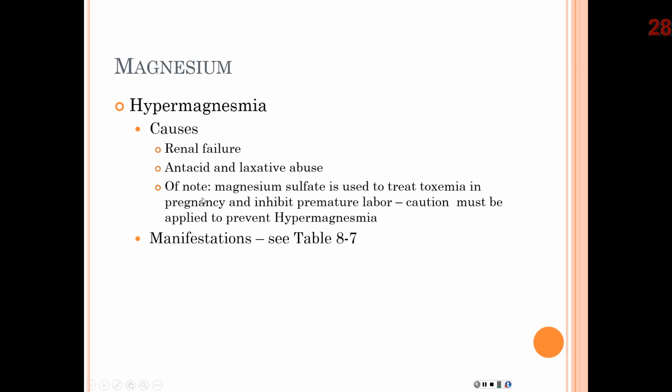So again, magnesium sulfate is used to treat toxemia in pregnancy and inhibit premature labor. So not only does it have effects on the heart, but if it's not watched carefully, you can go into hypermagnesemia as well. And again, that's not table 8.7, it's table 8.8. I apologize about that. And that ends this section.